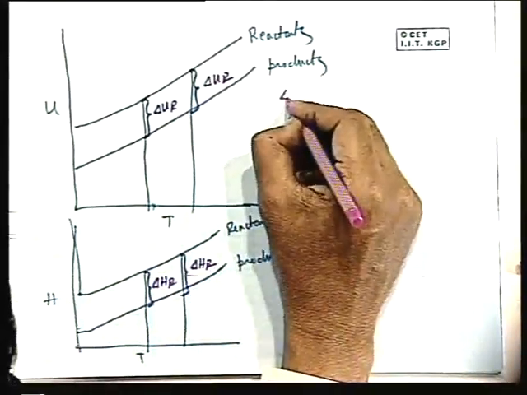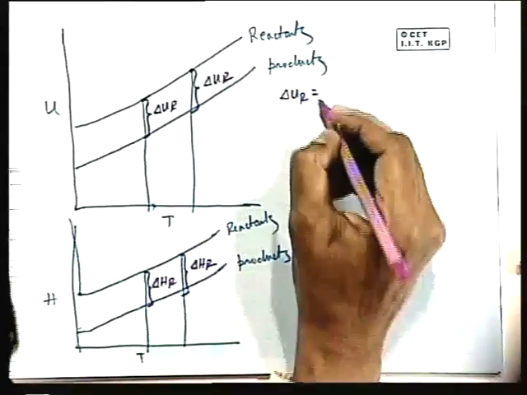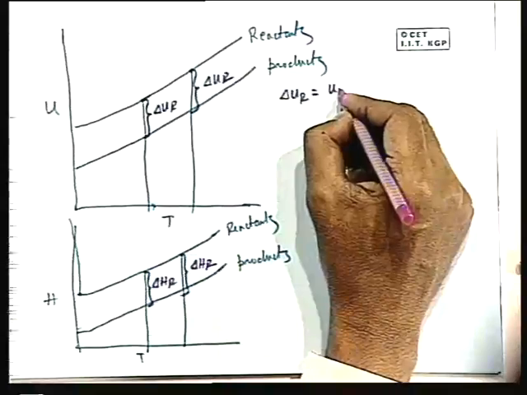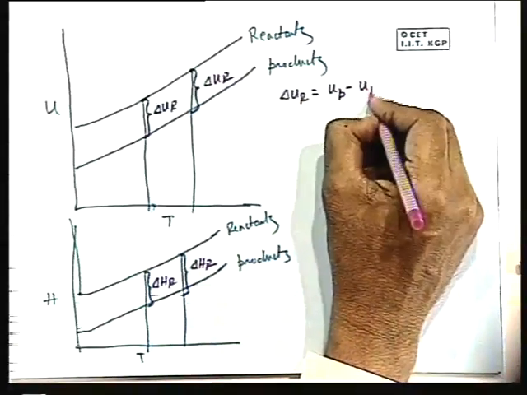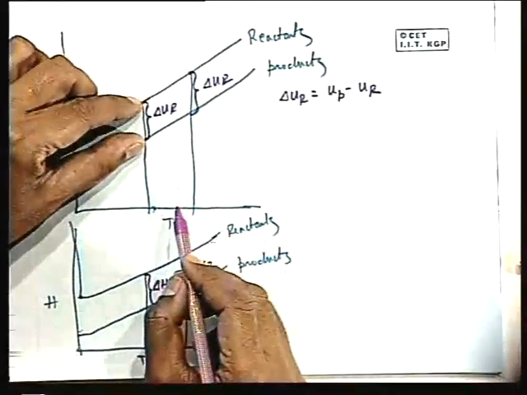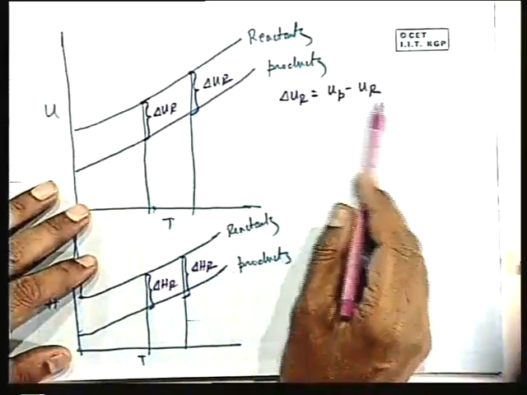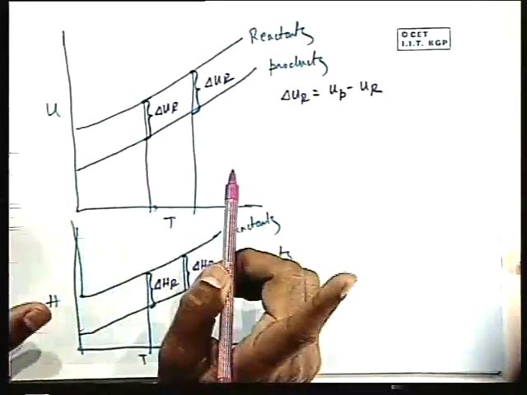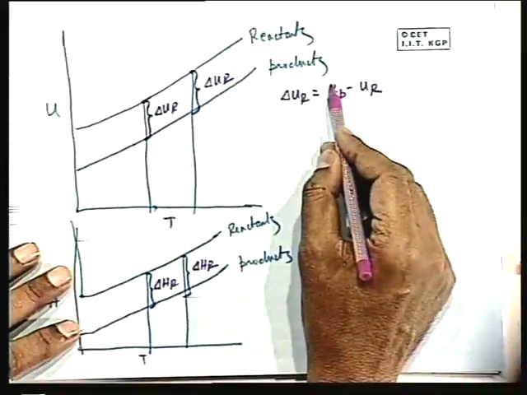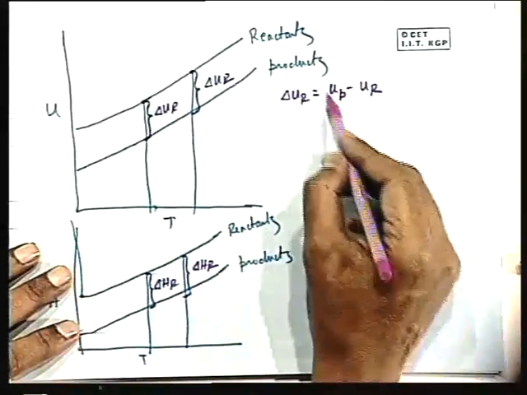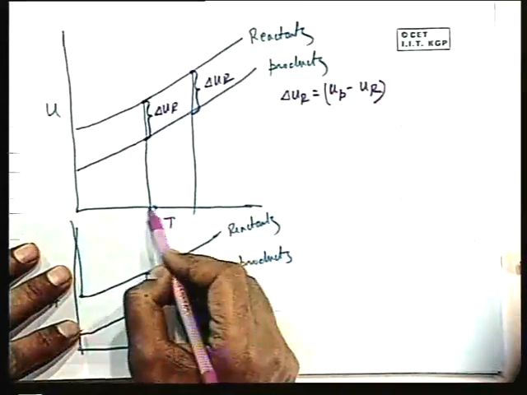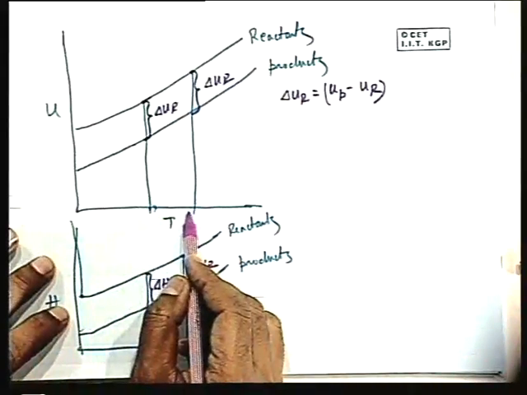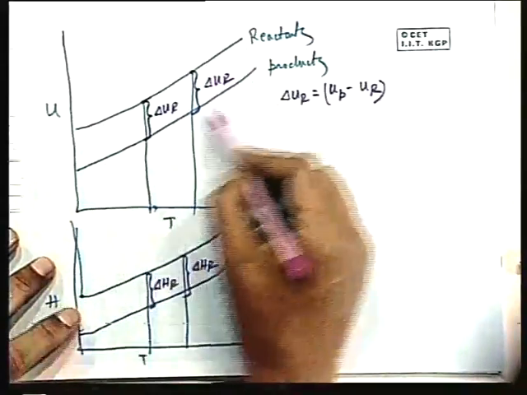So this delta UR is defined as, be careful, UP, products, minus UR. UP is less, UR is more, so the value is negative. So it is defined as UP minus UR. This is the internal energy of reaction at a given temperature. For an ideal gas it will vary from temperature to temperature because the two curves may not be parallel.